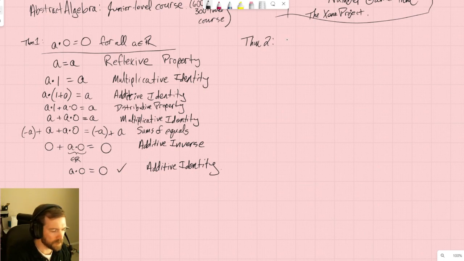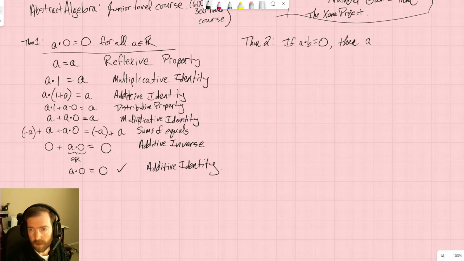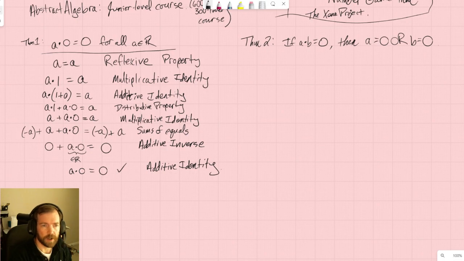All right, for theorem 2, we have: if a times b is 0, then a equals 0 or b equals 0. We're going to do this in a much more rigorous manner. We're going to talk about this in terms of all of our previous items that we had done.